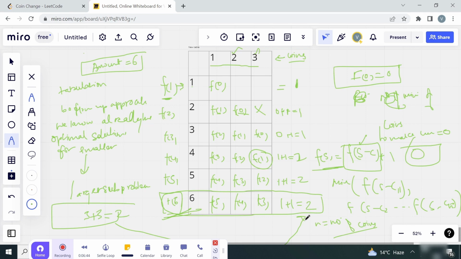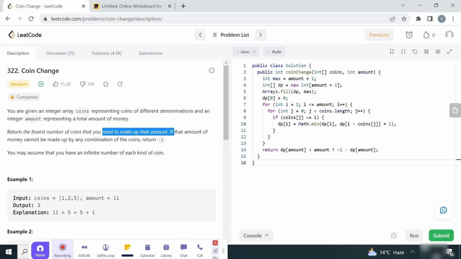So let's see the code for this program. Here we have initialized the max as amount plus 1, because for the DP we'll take the size as amount plus 1, since it's a 1-based index. We'll fill the DP with the max value because the value cannot be greater than the maximum amount.